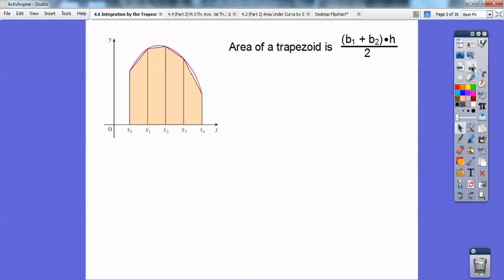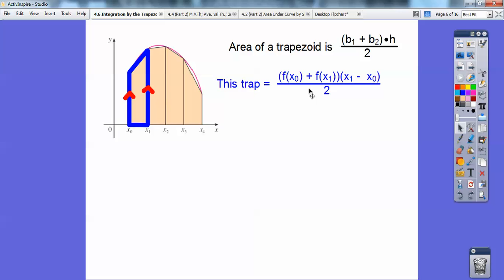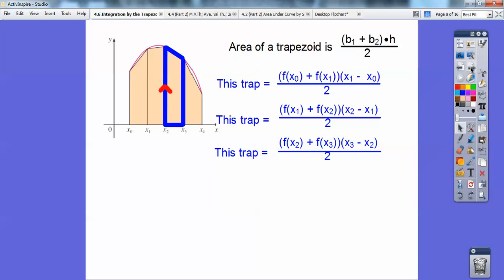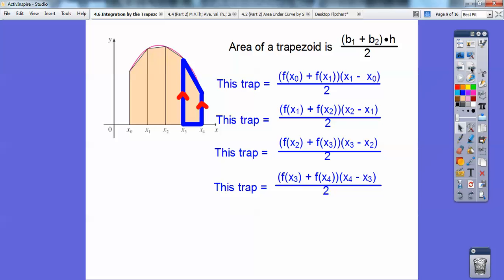Alright, so let me show you guys. The area of this trapezoid is base 1 plus base 2 times their height between them, the perpendicular segment between them, divided by 2. The area of the next trapezoid is f of x sub 1 plus f of x sub 2, which is this height right here, times the difference between them, x2 minus x1, divided by 2. The area of this trapezoid gets me that, and the area of that one gets me that.